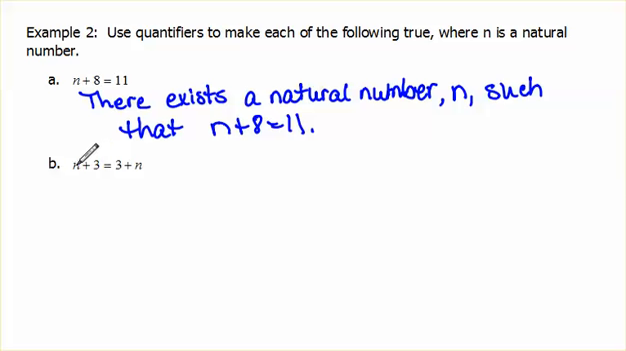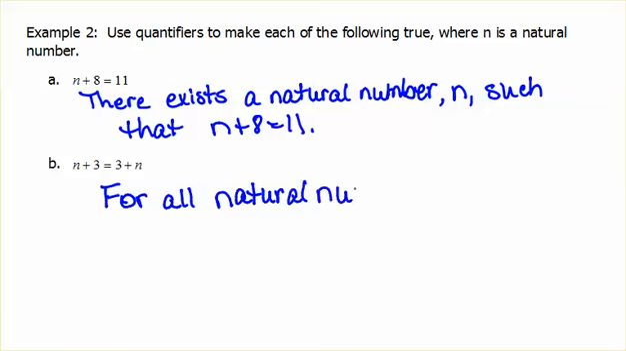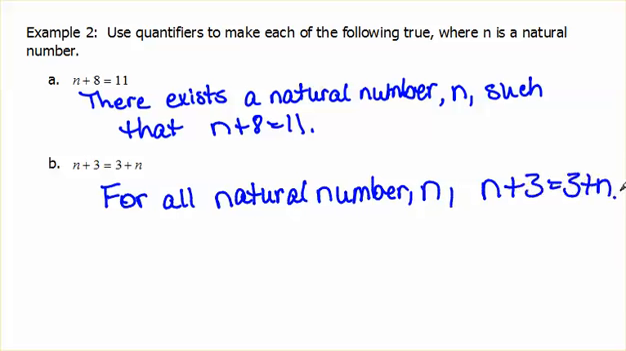Now what about this statement here, n plus 3 equals 3 plus n? I don't know if you remember or not, but this was the definition of the commutative property of addition. So, in fact, it doesn't matter what you use as n. This is always going to be a true statement. So, for all natural numbers n, n plus 3 equals 3 plus n for every single one of those.